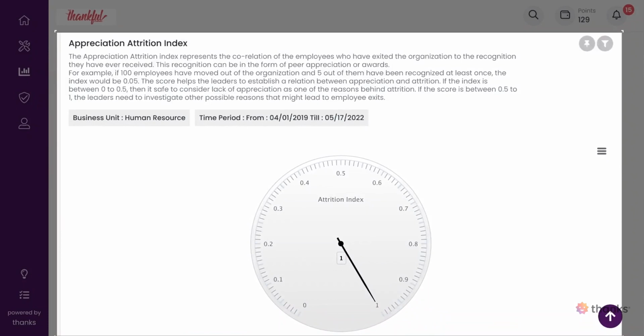The index value 0 indicates that all the employees who have exited the organization have never received any recognition. Whereas, the index value 1 indicates all the employees who have exited the organization have received rewards in some form or the other. This gives an understanding if recognition was one of the reasons for attrition in your organization.